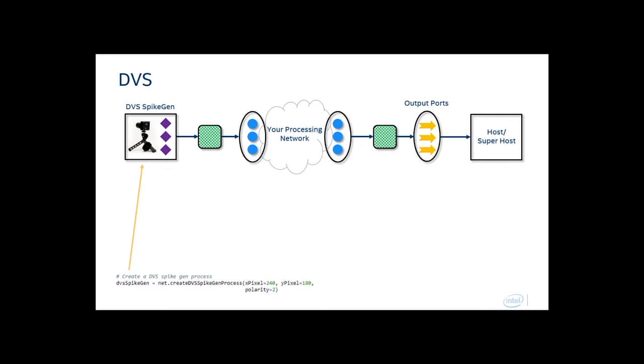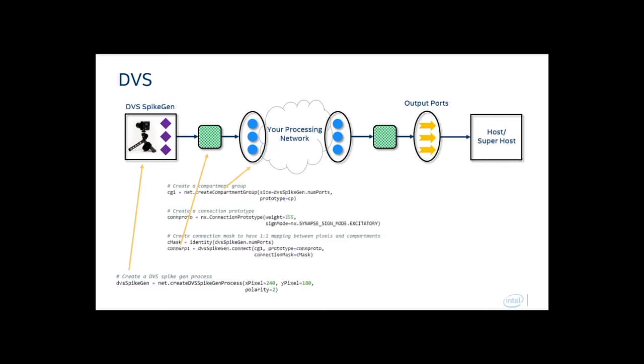And then we're going to create a network. In this example, I'm just creating a group of compartments of size 86,400 that matches the resolution of the DVS camera, and we're going to connect the spike generators to it. So we build a compartment group of that size, and we build a connection prototype, which is just a basic non-learning default connection. We set up the identity mask.